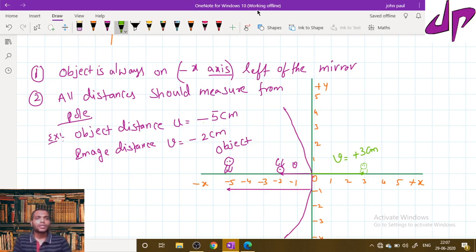So these two rules are very important. The first rule: the object should always be kept on the left side of the mirror, or the negative x-axis. The second rule: all distances should be measured from the pole. And we represent object distance as u and image distance as v. Depending upon the nature of the image, the image location changes.